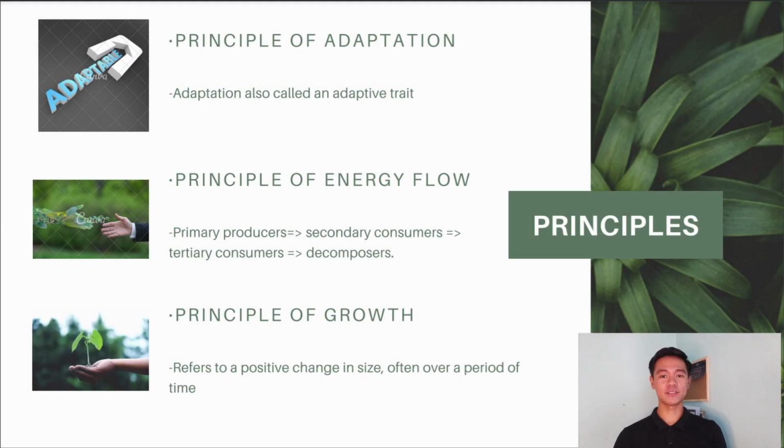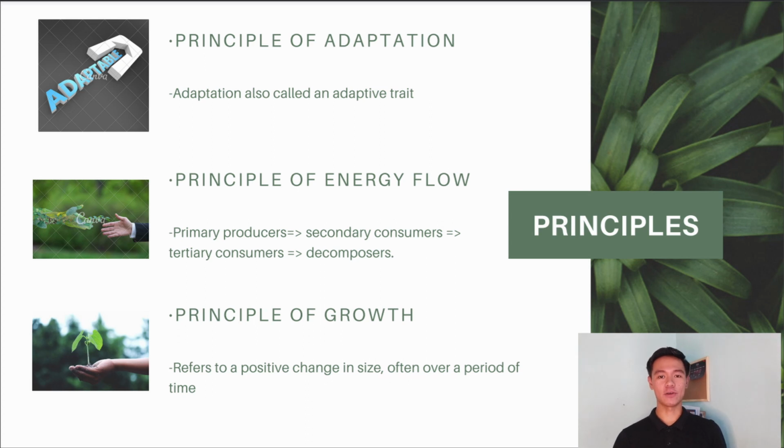Principle of adaptation. Adaptation is also called an adaptive trait. It is a trait with a current functional role in the life history of an organism that is maintained and evolved by means of natural selection.